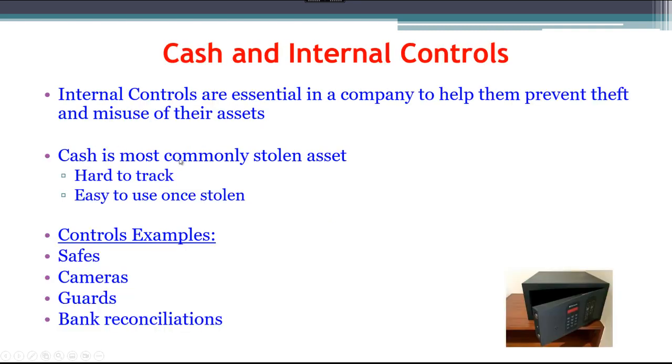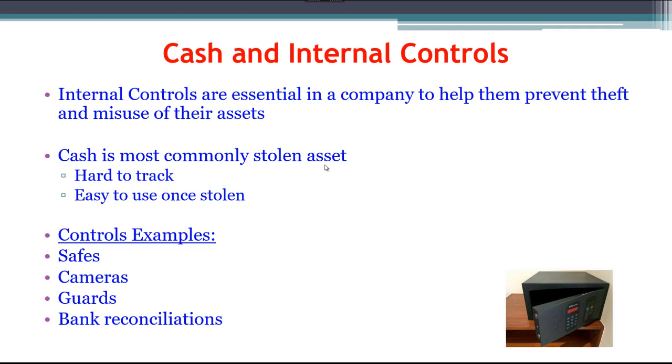Now, there are some controls related to cash that are important, and the reason they're so important is that cash tends to be one of the most commonly stolen assets just by its nature. And the nature is that it's relatively hard to track. If somebody steals the cash, you're not going to be able to track that particular cash down generally. And it's very easy for the fraudster to use once they've stolen it. So yes, cash has serial numbers, but nobody really goes and tracks those serial numbers on a regular basis, unless it's, of course, for a specific investigation, things like that.